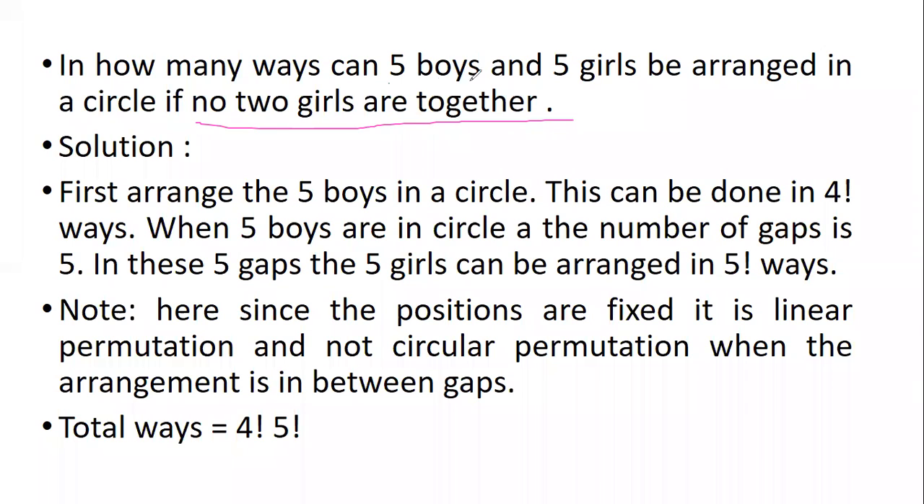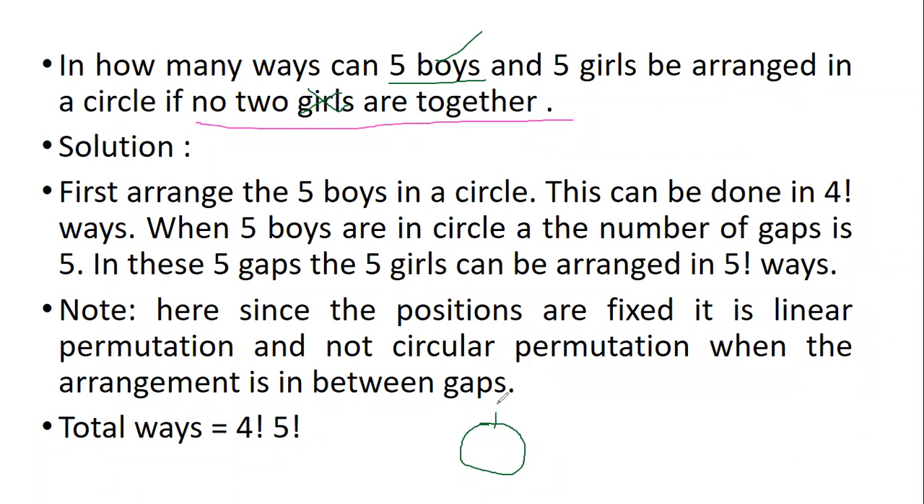Now, how many boys do we have? 5 boys. So first we will arrange the boys. Now, since they are saying no two girls should be together, we will arrange girls later. Okay, first we will arrange the boys. Now they are supposed to be arranged in a circle. Okay, now 5 boys to be arranged in a circle.